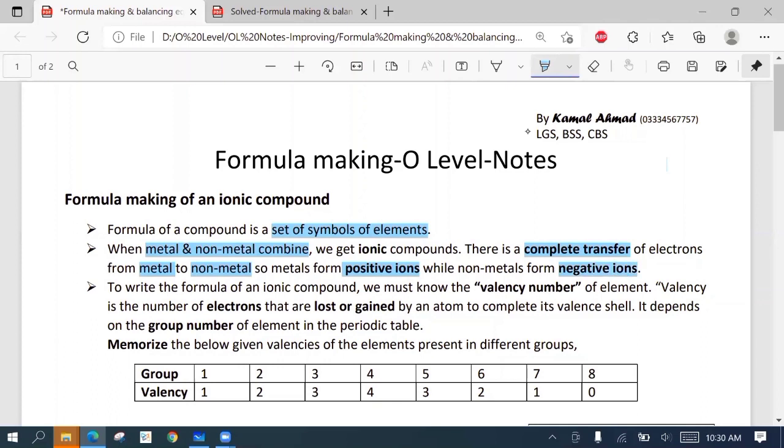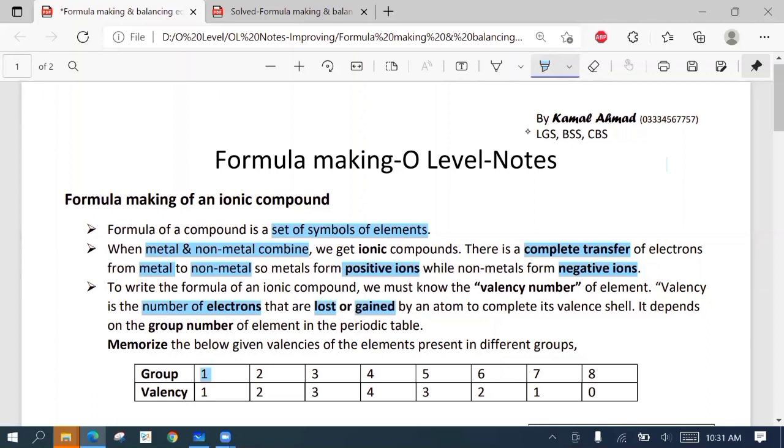To write the formula of a compound, we must know the valencies of elements. What is the valency of an element? It is the number of electrons gained or lost by an atom to complete its valence shell. It depends on the group number of the element in the periodic table. Here we are looking at some groups and their valencies. So the valency of group number 1 is 1. For group number 2 elements, it's 2.